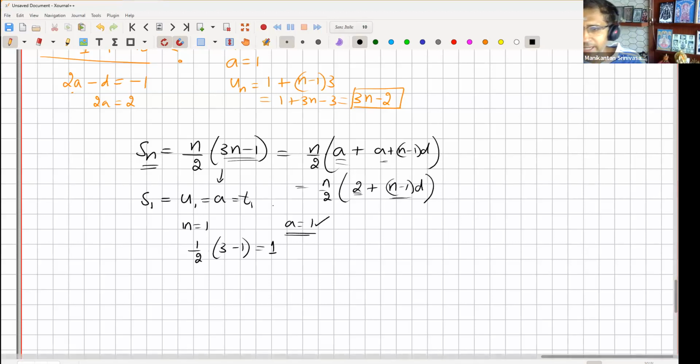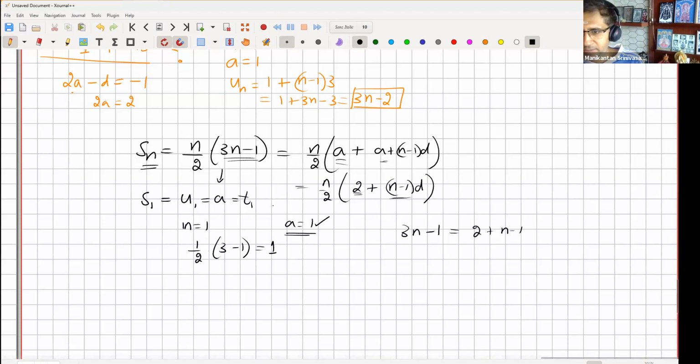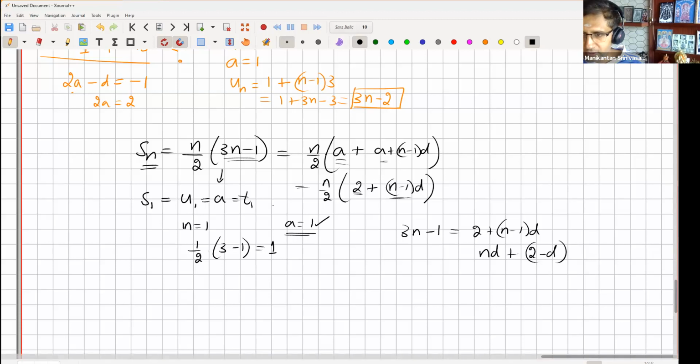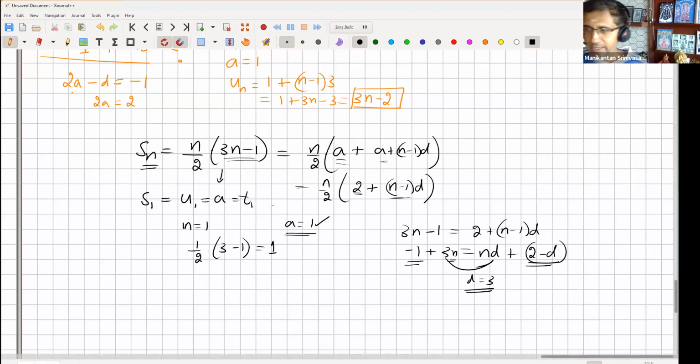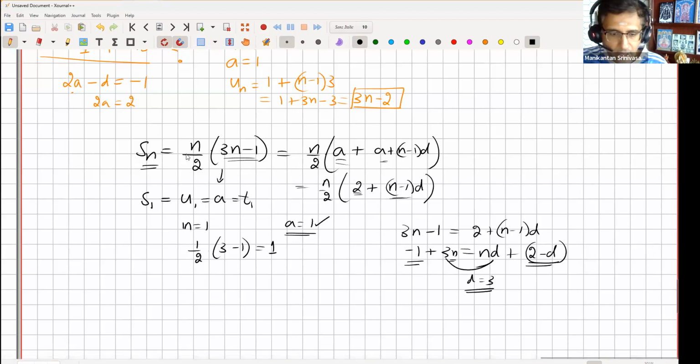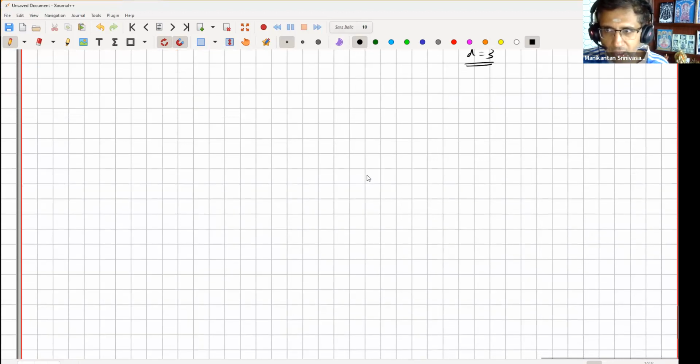So 3n minus 1, again, the same thing. 3n minus 1 should match my 2 plus n minus 1 times d. From this pattern recognition, you can see that the term that depends on n is this nd, and the other term is this 2 minus d. So that part is similar: 3n and minus 1. My d should indeed be 3, and it's consistent. If I put d is 3, 2 minus 3 is also minus 1 as expected. So it's slightly shorter that way. Well done. Are all methods clear? Sarah, you with me completely on this? Okay, cool.